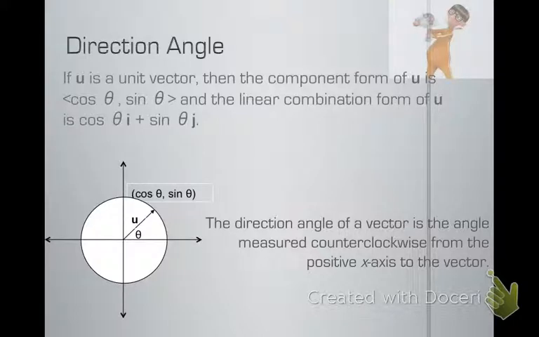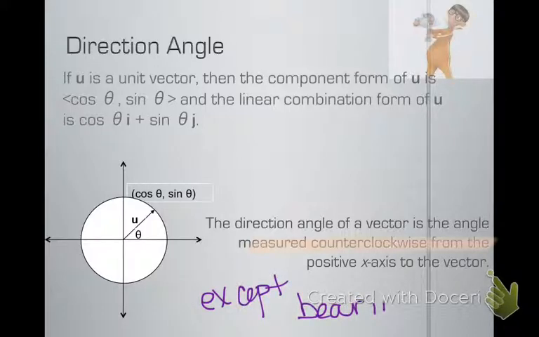Typically, there's a big exception to this, but typically the direction angle will be the angle measured counterclockwise from the positive axis. That's how we've been measuring angles in this class. The big exception is for bearings. Bearings are measured from straight north and then around. But we'll cover some of those examples later.